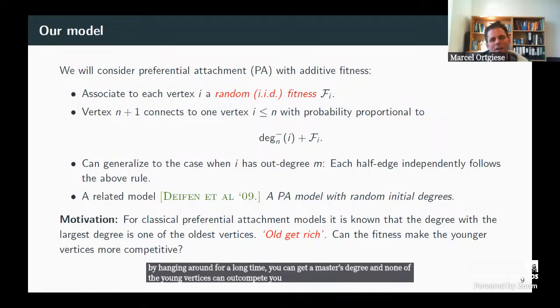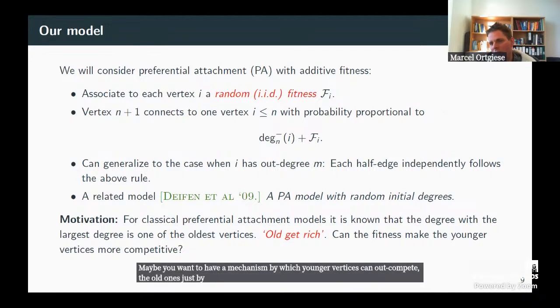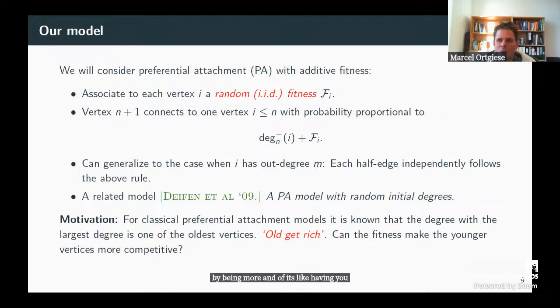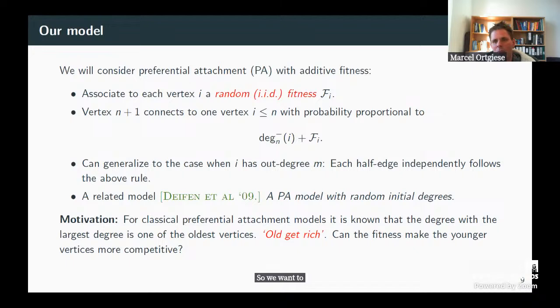But if you think about your favorite network, maybe you want a mechanism by which younger vertices can outcompete the old ones just by being more innovative, having more attractive content, that kind of thing. So we want to test that a little bit. Can we tune our models so this initial attractiveness competes with the old stuff? That's the main question we want to answer here. Can we start a competition? Can we outcompete the old ones?